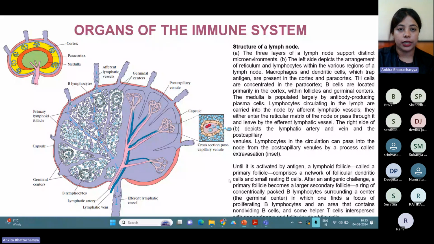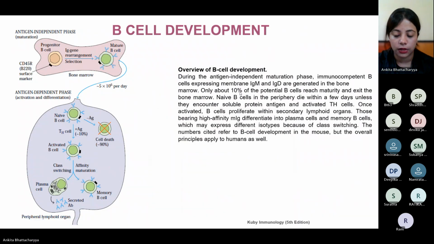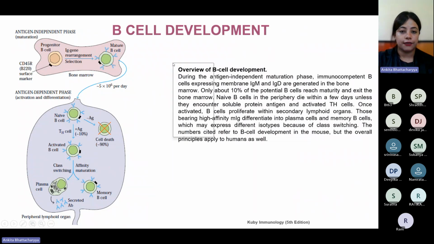But yeah, so we were talking about this lymph node and we wrapped it up. Now, after all that discussion about B cells, what we now look at is the way in which B cells develop. If we look at the overall process by which B cells develop, then you see there are broadly two phases, an antigen independent phase and an antigen dependent phase.